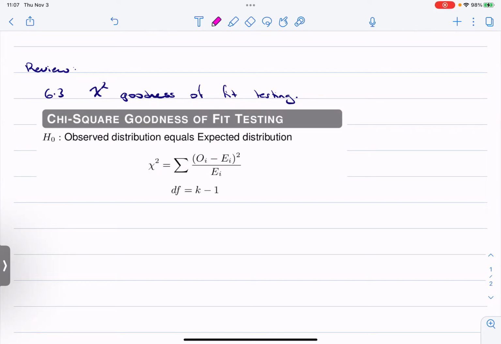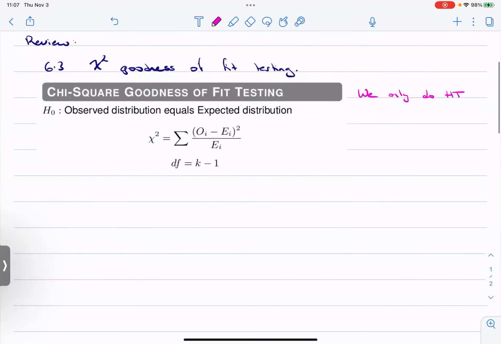What's nice about chi-squared tests, even though they're kind of new, right? We're used to calculating Zs and we're used to dealing with Z scores, right? So now we've introduced this new thing, chi-squared. What's nice is we only do hypothesis testing with chi-squared. So we don't do any confidence intervals. And so we only do hypothesis testing for chi-squared questions. So that's kind of nice.